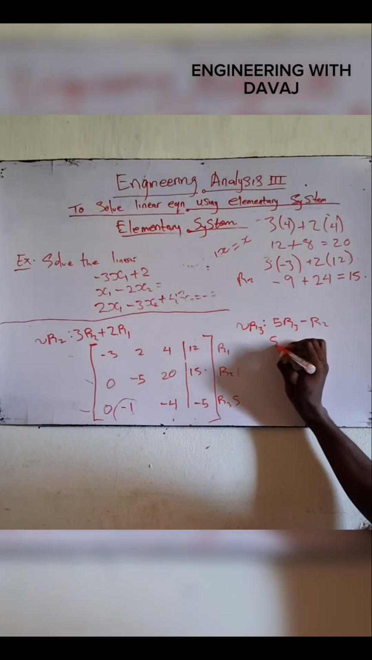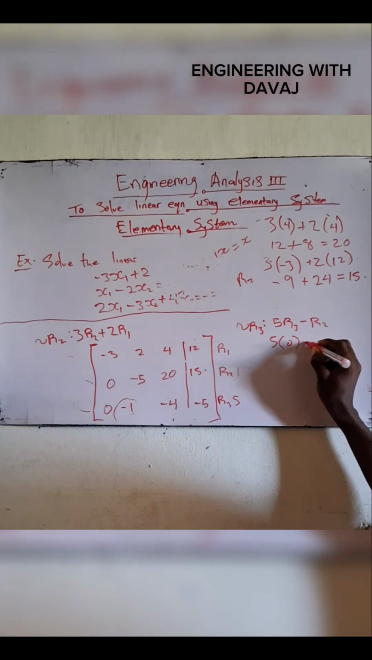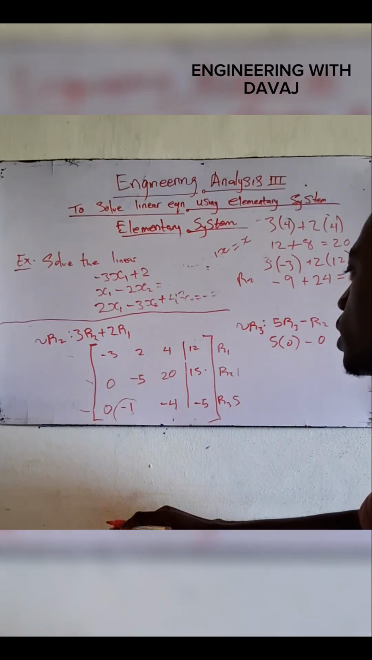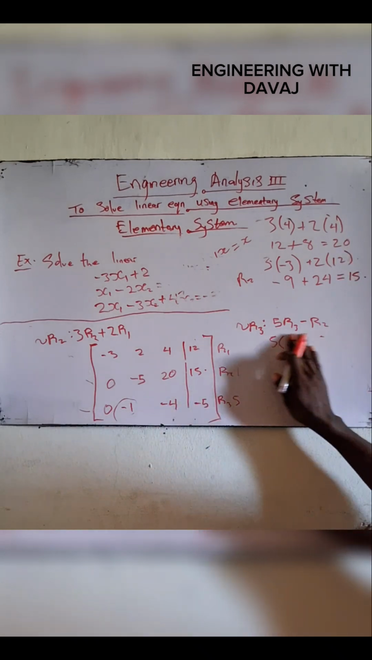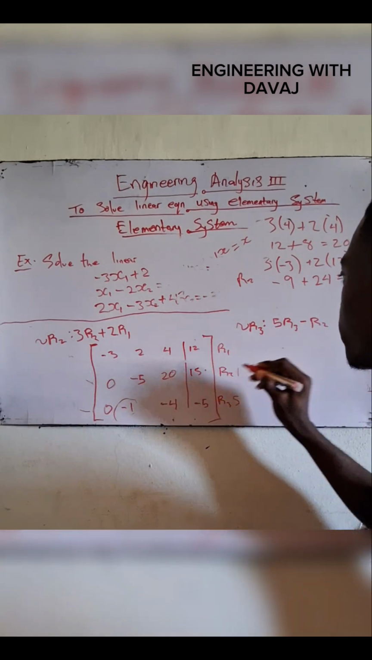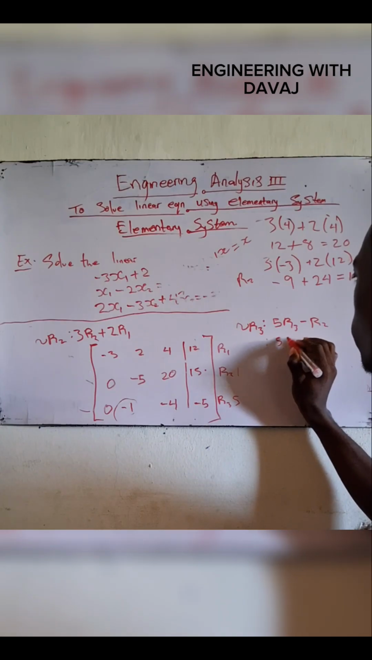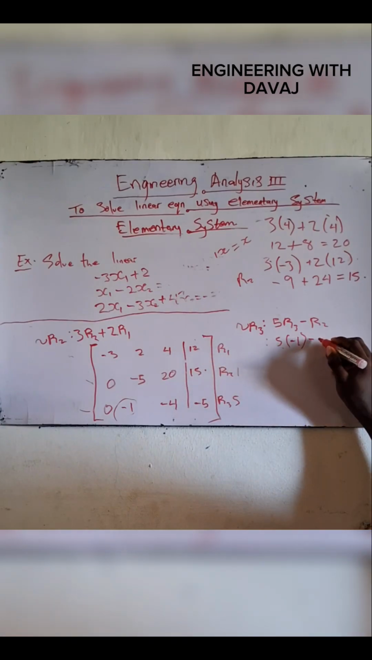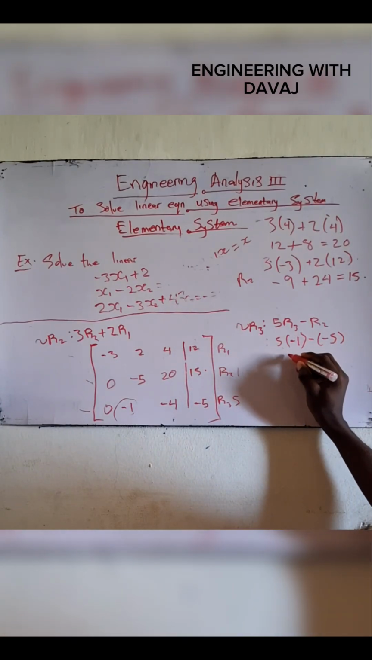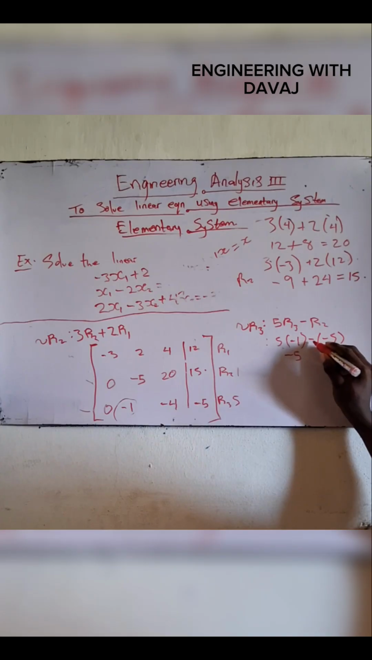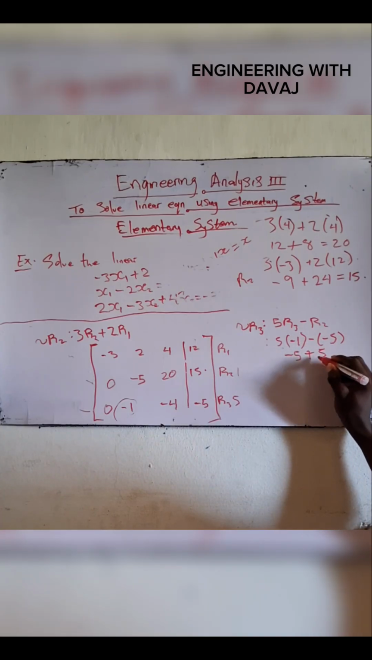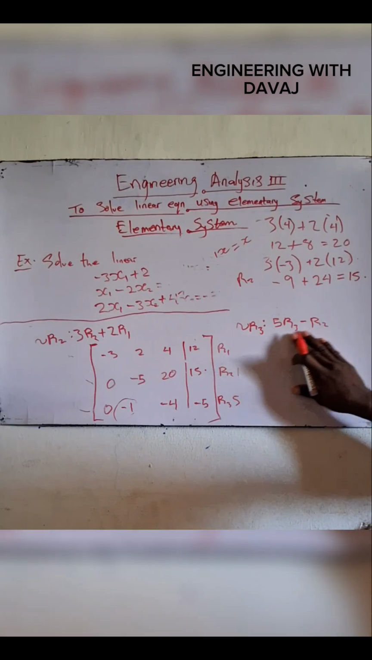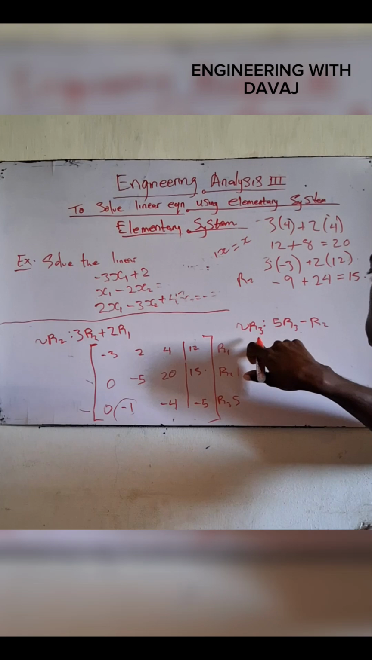So 5 into, what's my row 3? My row 3 is 0 minus, what's my row 2? My row 2 is 0, and that's 5 times 0, which is 0. So it's 0 already here. So let me test for the second one, which is our main objective. So I'm going to say 5 of, what's my row 3? Of minus 1 minus, what's my row 2? Minus 5. So 5 times minus 1 is minus 5. This is minus times minus, which is plus 5, and that is equal to 0. So it worked.